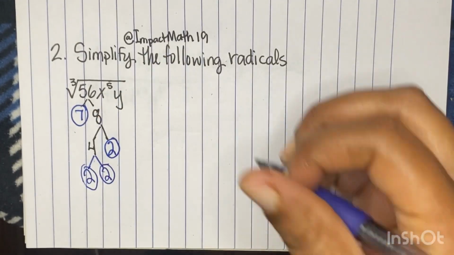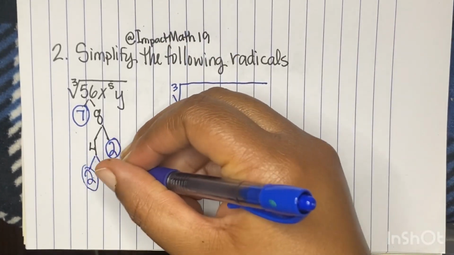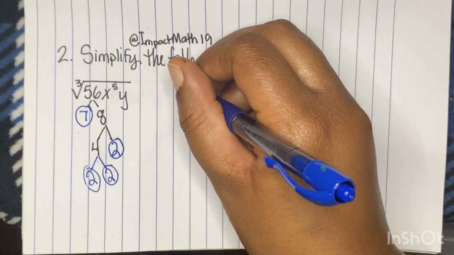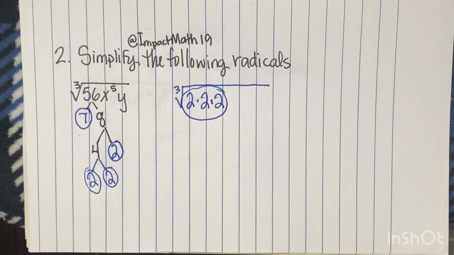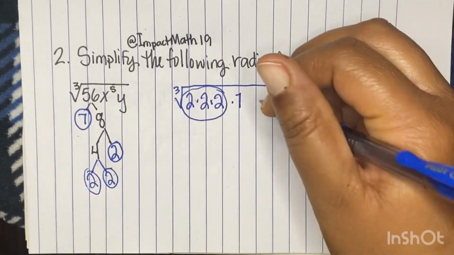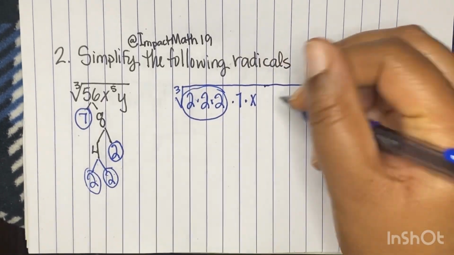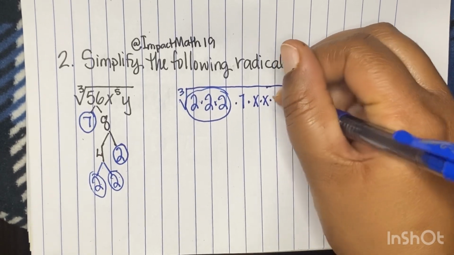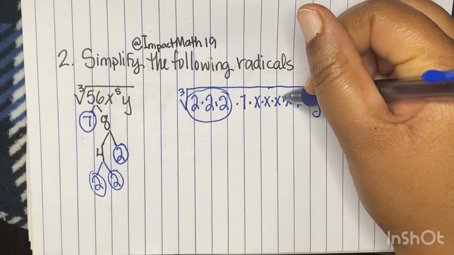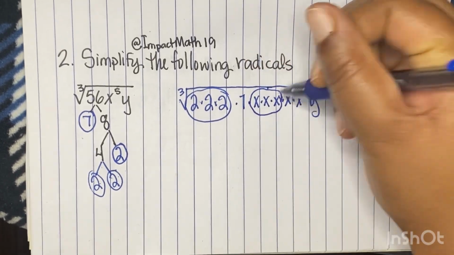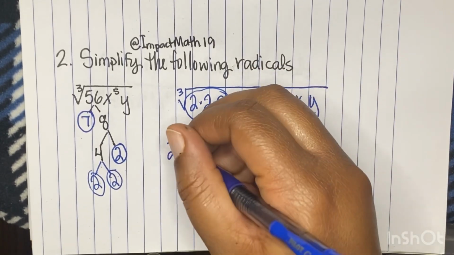Okay. So when we're taking the cube root, we're looking for groups of 3. So we have 1, 2, 2. We have 1, 2, 3. So we have a group of 2 3's. So that's a group. We have this 7. And then we can write out our x's. So we have 5 x's, so 1, 2, 3, 4, 5. And we have a y. So here we have another group of 3. So this comes out as 2 and 1x.